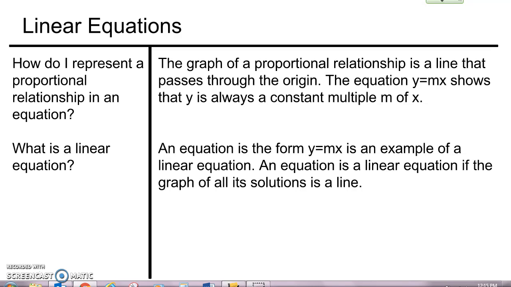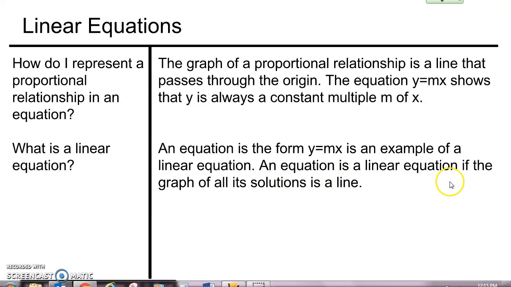All right, new notes for today, linear equations. I need you to copy both of these things into your notes, so hit pause real quick and do that. How do I represent a proportional relationship in an equation? The graph of a proportional relationship is a line that passes through the origin. The equation y equals mx shows that y is always a constant multiple m of x. And what is a linear equation? It is an equation in the form of y equals mx. It's an example of a linear equation.